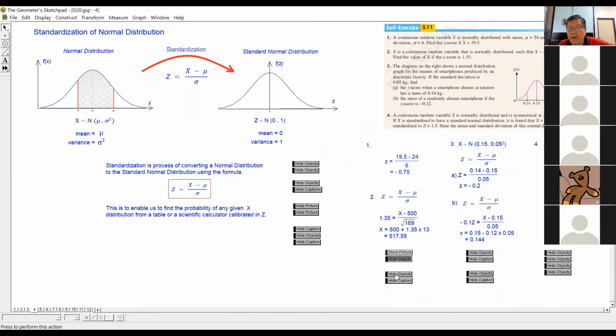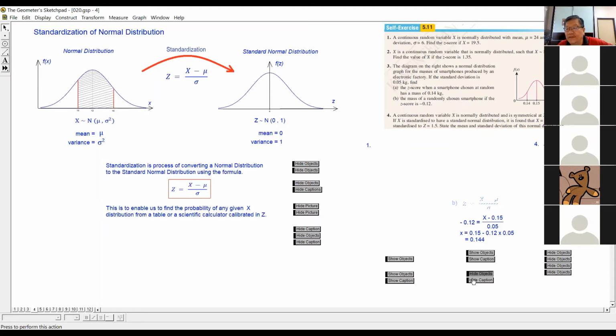Teacher, you can read question number 1, how to convert. A continuous random variable x is normally distributed with mean mu equal to 24 and a standard deviation equal to 6. Find the z-score if x equal to 19.5.